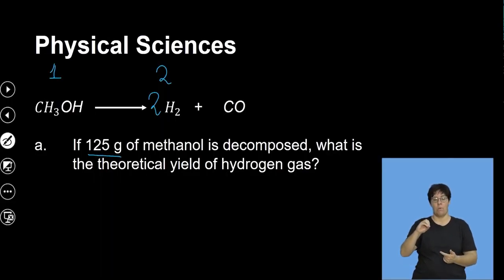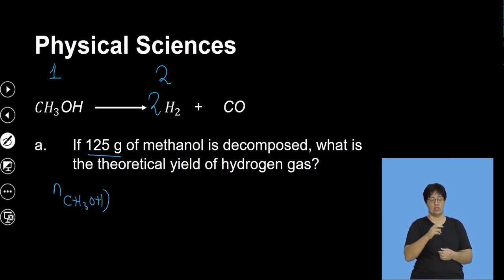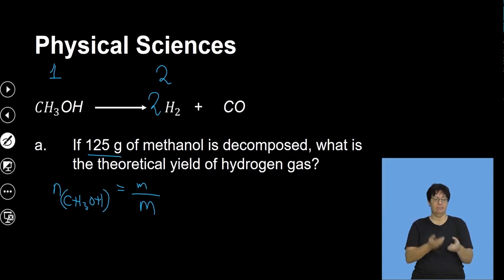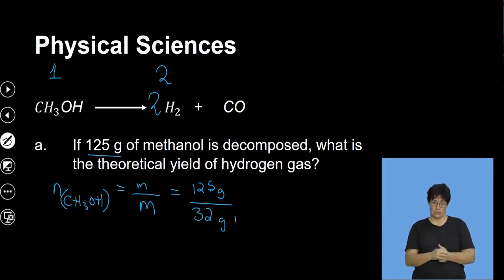Now, we ask ourselves, in a 125 gram sample of methanol, how many moles of it are present? The number of moles of methanol, CH3OH, is equal to the mass of the sample divided by the molar mass. The sample mass is given as 125 grams. The molar mass of methanol is 32 grams per mole. Where did we get the 32? Carbon is 12, plus hydrogen, which is 4, plus 16 for oxygen. That gives us 32 grams per mole, all right?